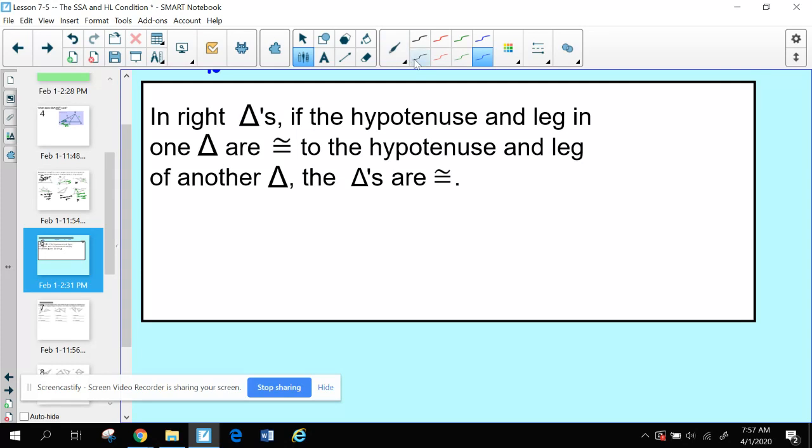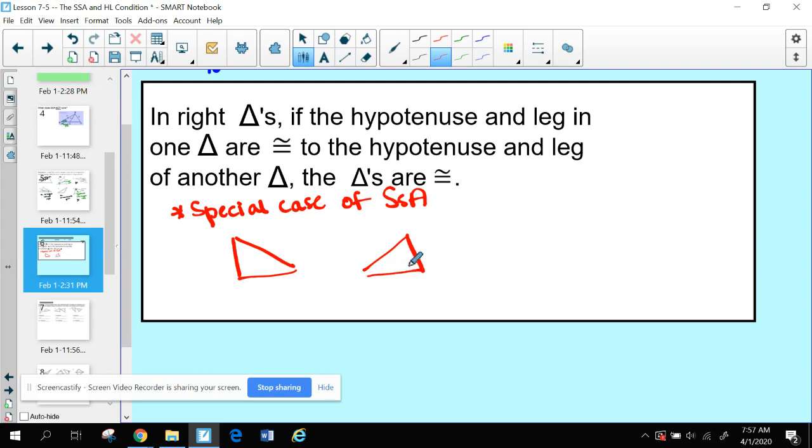So I just draw, this is a special case of side-side angle. If I draw that out, I'm just going to draw 2 right triangles. Right, so I'm going to put my 90-degree markers in. We need to know a leg of the triangle is congruent, and then we need to know that the hypotenuse are going to be congruent.